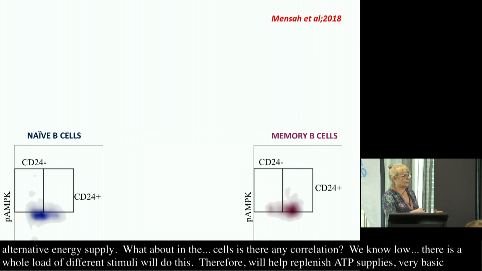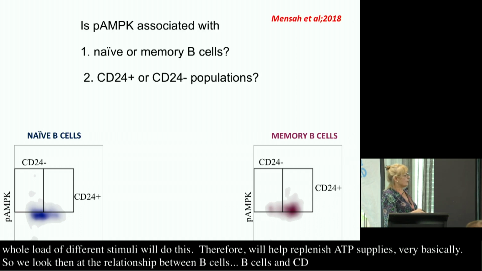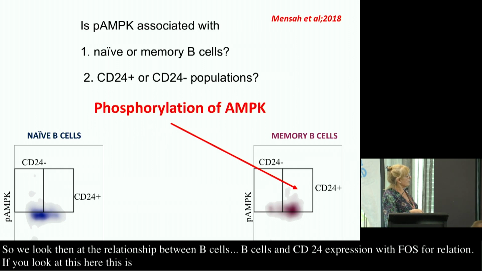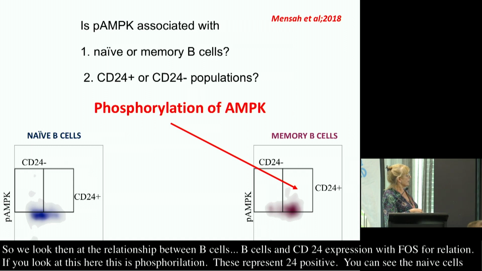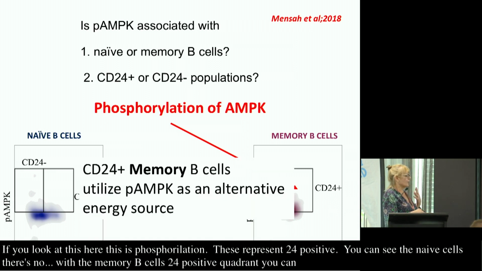So we looked at the relationship between naive B cells, memory B cells, and CD24 expression with phosphorylation of AMPK. Again, we did this with phosphoflow. On this axis is phosphorylation of AMPK in naive B cells, and this is AMPK in memory B cells. These quadrants represent CD24 positive. You can see in the naive cells, there's no phosphorylation of AMPK. But with the memory B cells, in the CD24 positive quadrant, you can see that AMPK is phosphorylated. So the CD24 memory cells utilize AMPK as an alternative energy source.